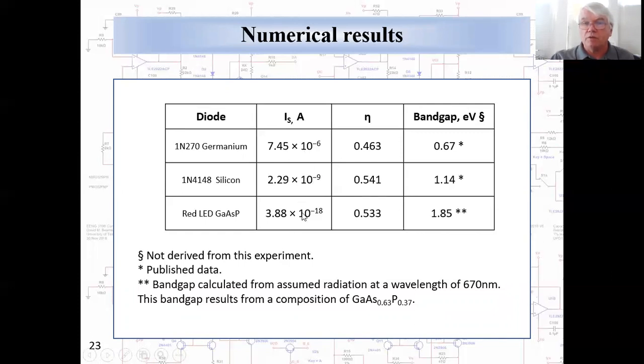But now look at this. In the gallium arsenide phosphide red light emitting diode, look at the orders of magnitude of the saturation currents.